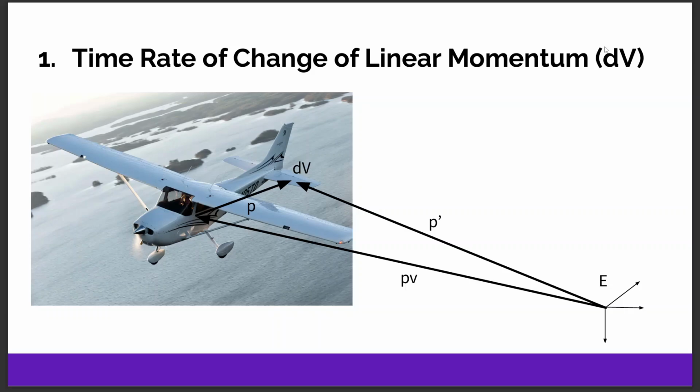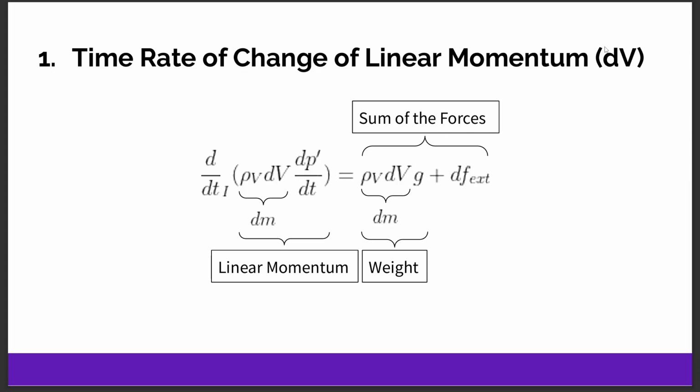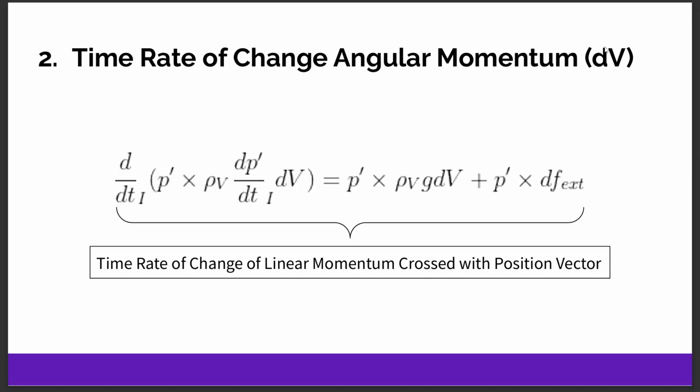So the first step is to actually start with the time rate of change of linear momentum for that elemental volume dV. On the right hand side you have your sum of the forces, and that is the weight vector and the exterior forces, and on the left hand side you have your dm times the inertial acceleration. To shift to the time rate of change of the angular momentum for that elemental volume dV, you have to cross each of those terms in the equation with the position vector p prime.